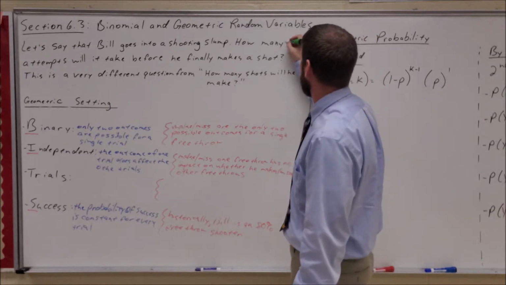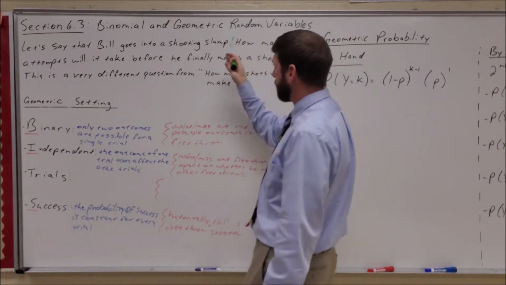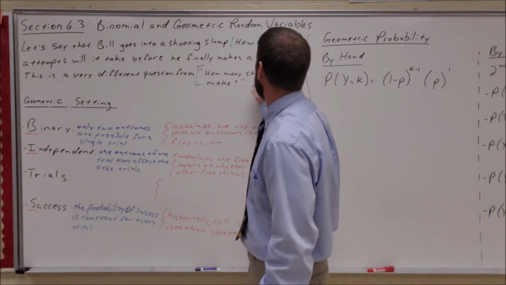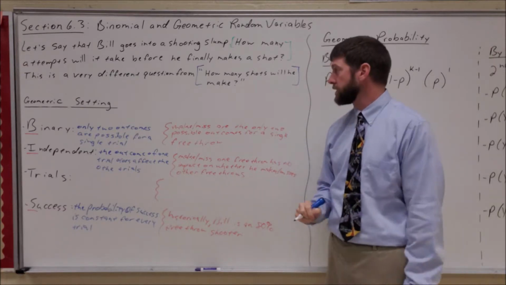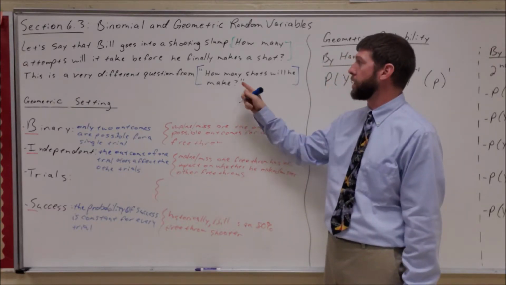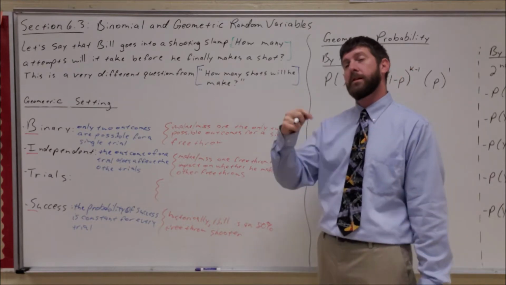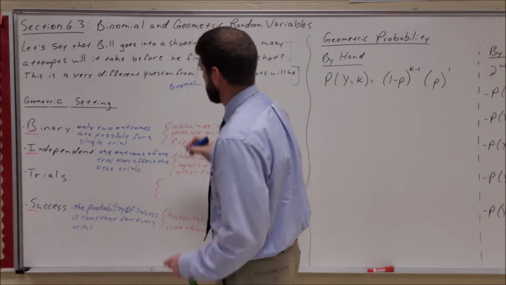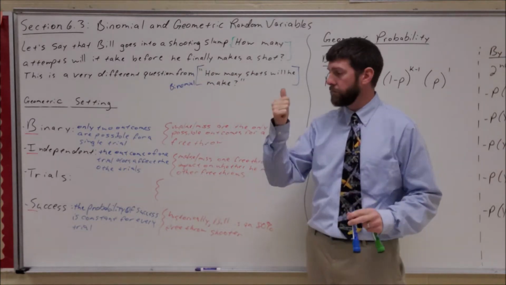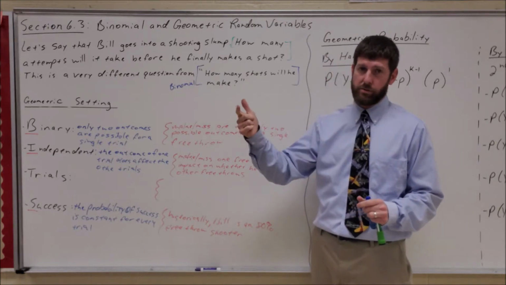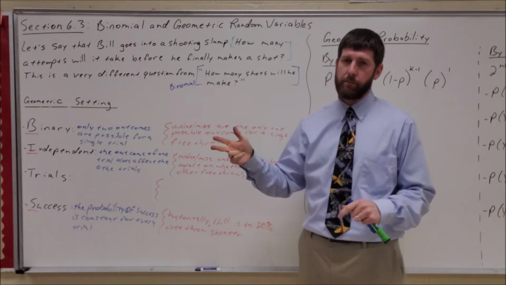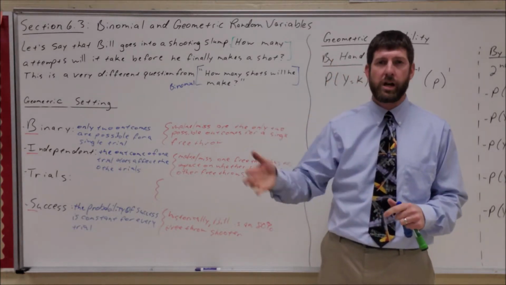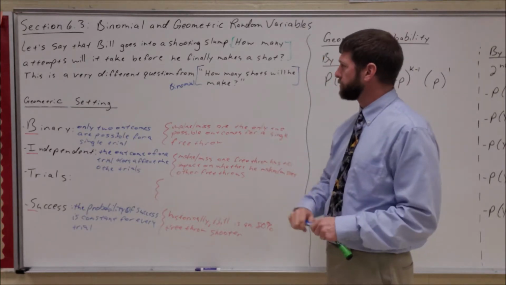All right, so that's a very, very different question. How many attempts will he make before he finally makes a shot is very different than how many shots will he make. That was the question we asked in part one of this video. How many shots will he make out of a certain number of shots? That's what we decided was a binomial situation. Fixed number of attempts. It was a yes or no situation. Did he make it or did he miss it? He had the same probability of success on every attempt, and missing one or making one didn't change that probability. So it was binomial.